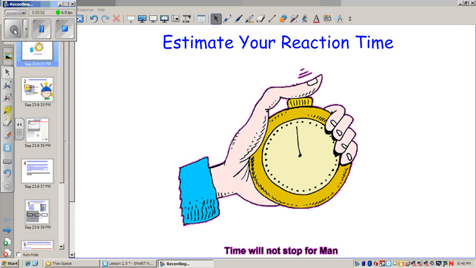Hi, fourth graders. Welcome to lesson 2.5. We are going to be estimating your reaction time. In order for us to do this lesson, you would cut out a gravity gauge, is what it's called, on Friday in class, because you're going to need that for this lesson. So I hope you have it with you so you're able to do it.